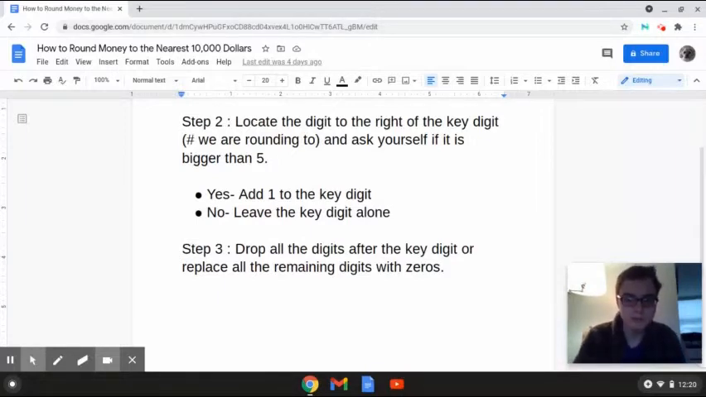So in a moment, we're going to be doing an IXL where we're going to be learning about how to round money to the nearest $10,000. And we're going to be focusing on steps 2 and 3. So step 2, we're going to be locating the digit to the right of the key digit, which is the number we're rounding to, and asking ourselves if it is bigger than 5. If it is bigger than 5, we're going to add 1 to the key digit, but if it's not bigger than 5, we're going to leave the key digit alone. In step 3, we're going to drop all the digits after the key digit and replace them with zeros. So let's try a few problems together.